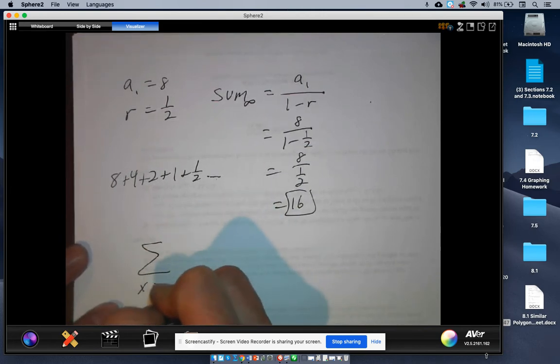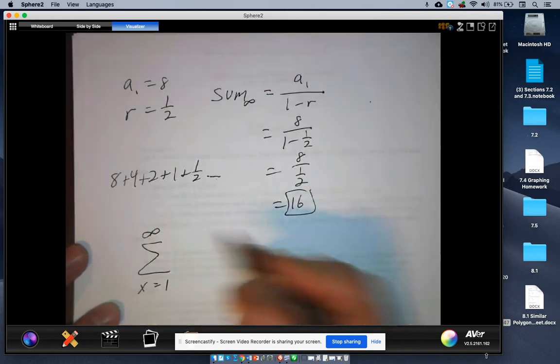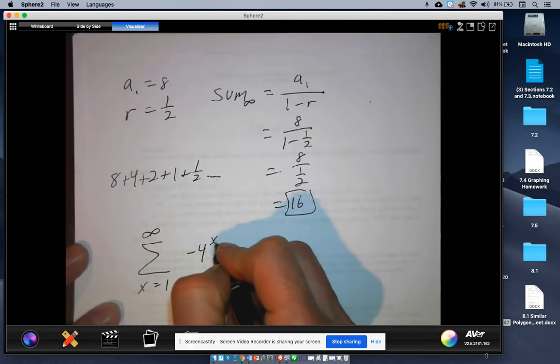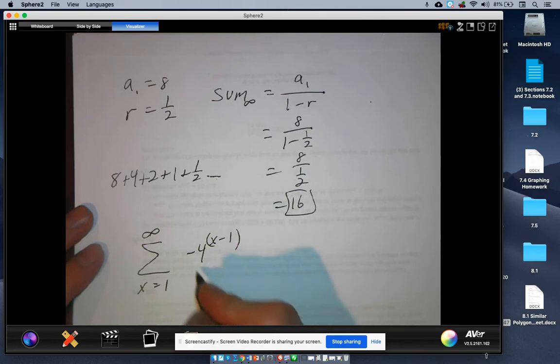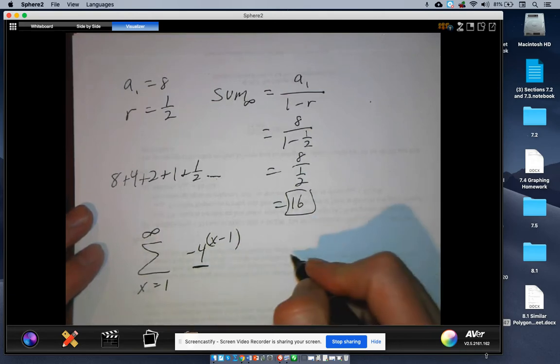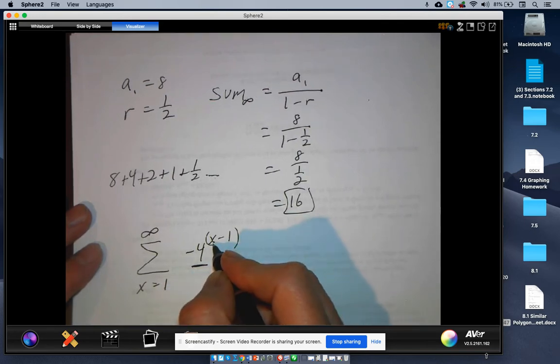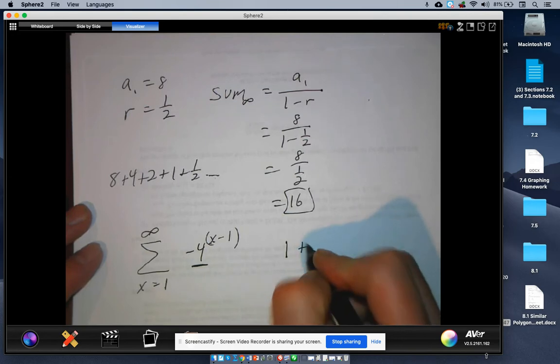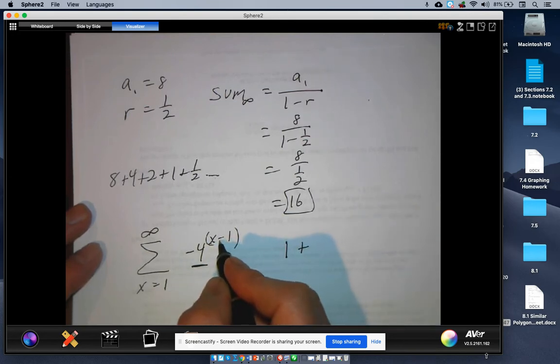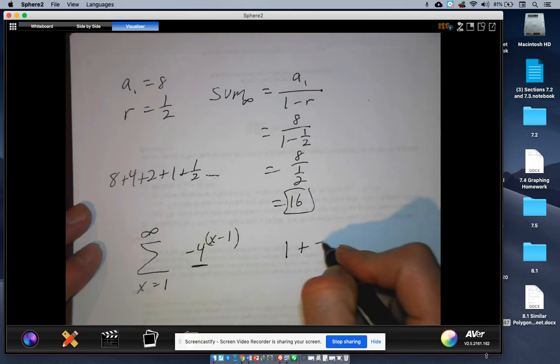Let's say we go from x equals 1 to infinity of -4 to the x minus 1 power. You're going to see a problem like this on the homework, and you're going to give it a try. This problem is a trick because the r value is this base down here, right? Let's start listing the terms and see what it looks like. If I put a 1 in here, that'd be my first term. 1 minus 1 is 0. -4 to the 0 is 1. Plus, put a 2 in here. 2 minus 1 is 1. -4 to the first power is -4.